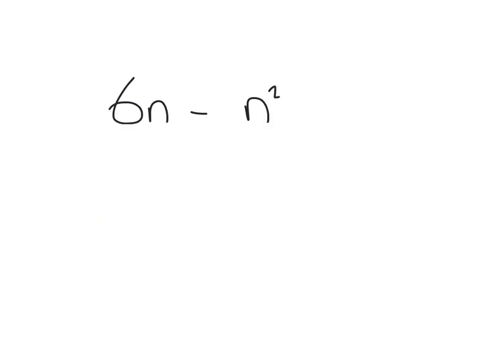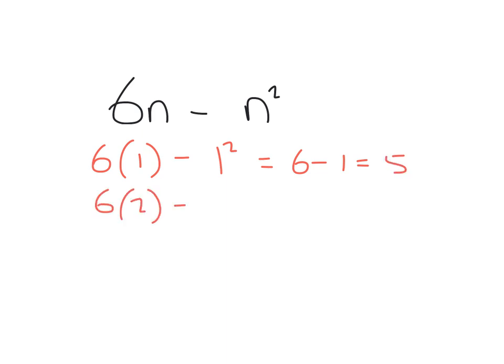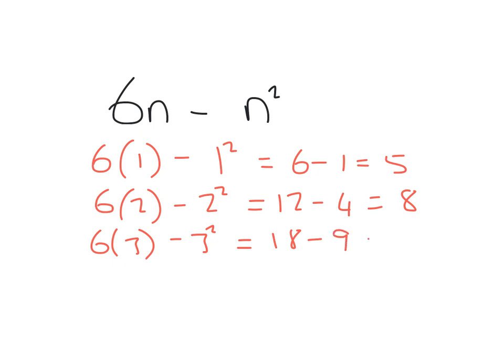And here I've got 6n take away n squared. So again, I replace n with 1 for my first term. So 6 lots of 1 is 6. Take away 1 will give me 5. 6 lots of 2 is 12. Take away 4 will give me 8. 6 lots of 3 is 18. Take away 3 squared, which is 9, and that will give me 9.